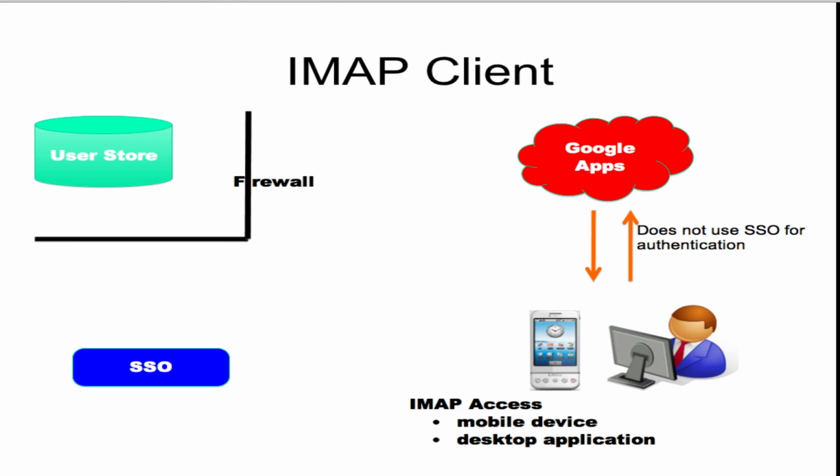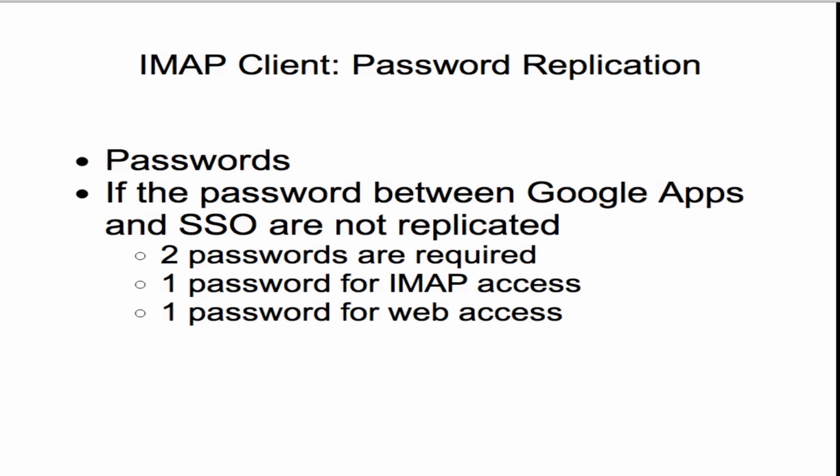So reminder, not all accesses will use the password stored at Google, depending on how you've configured and what features you're using. Active Directory does not allow us to use the password, and for ActiveSync devices, IMAP, we use the password stored at Google. So passwords, as I mentioned before, replication. If the passwords between Google Apps and SSO are not replicated, we'll require two passwords. So one for the IMAP and one for the web access. So one thing to remember, it's possible actually to have two passwords if you're not going to replicate the passwords, and some of our clients do that.